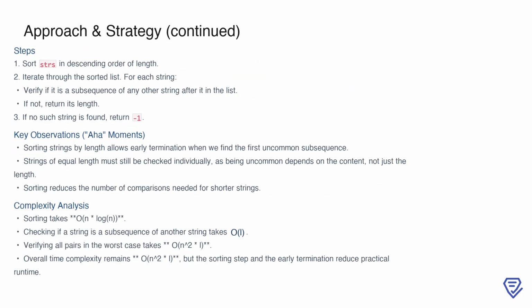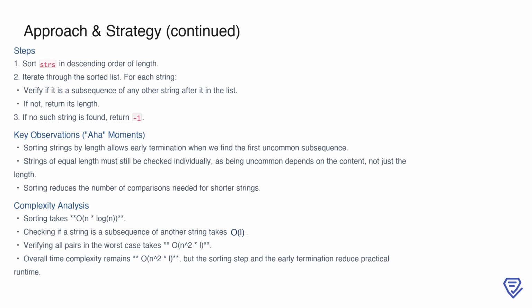The optimized approach begins by sorting the strings in descending order of length. This way, we prioritize longer strings, which are less likely to be subsequences of others. Once sorted, we iterate through the array to examine each string. For every string, we check whether it is a subsequence of any subsequent string in the sorted list. If we find a string that is not a subsequence of any other, we immediately return its length. If no such string is found, we return -1.